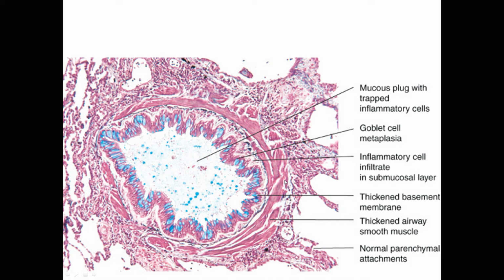This is a preparation illustrating all the changes already reported. Here, the thickened airway smooth muscles, the inflammatory cell infiltration in the submucous layer, the mucus plugs accumulation, and these are the characteristics of the narrowing of the respiratory passageways. Let's now comment the clinical manifestations of the asthma during an asthma attack.